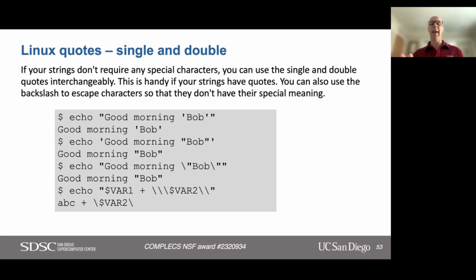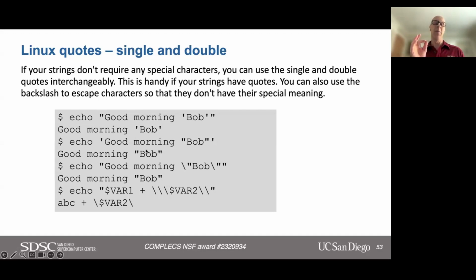I find this really handy if your strings have quotes. You can also use backslash to escape characters so they don't have their special meaning, but this is a little more awkward, might make your scripts a little bit harder to read. So let's say I wanted to print out the string, "Good morning, Bob," and I have Bob in single quotes. I could have wrapped all of that in double quotes. So now single quotes are treated as single quotes within that string.